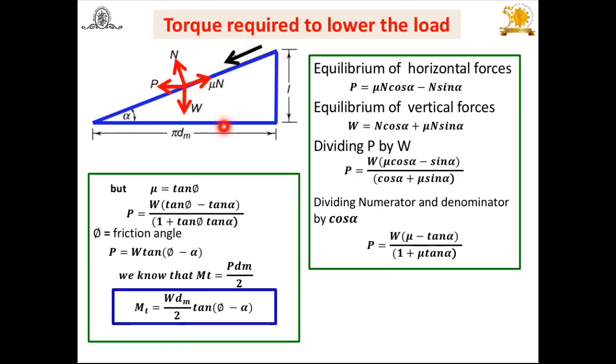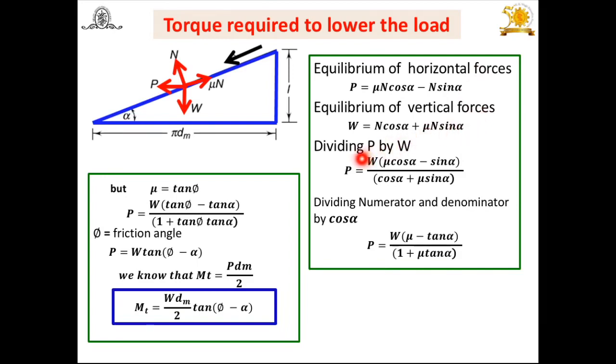Again, the same method that we have to use, already used in the earlier slide, that is torque required to raise the load. So what we have to do, equilibrium of the horizontal forces. The horizontal P is equal to, again here you will get the cos component of mu N, so you will get P is equal to mu N cos alpha, and again for the sine component of N, that is N sine alpha. Then equilibrium of vertical forces. Vertical means W. W is equal to N, again here you will get N cos alpha, plus again this component you have to take, mu N sine alpha.